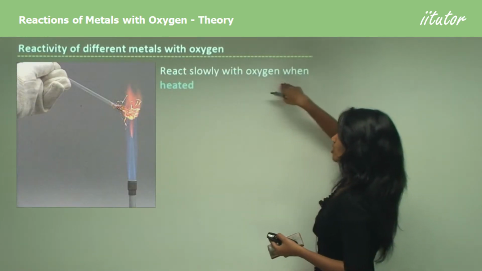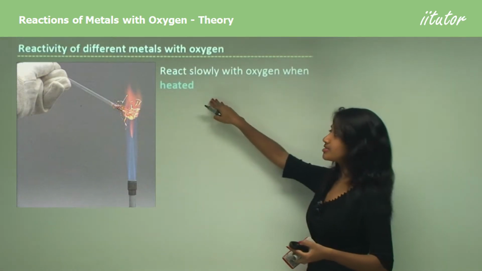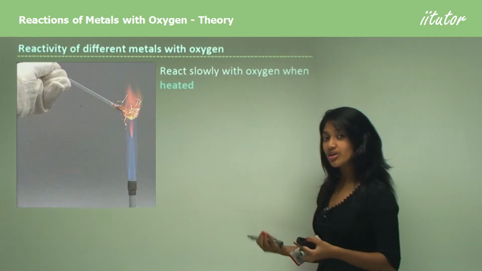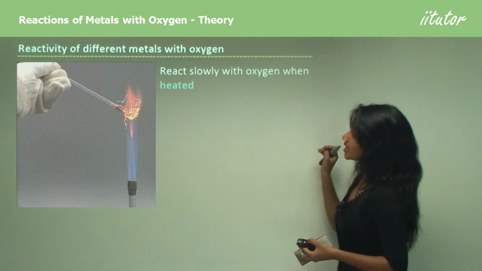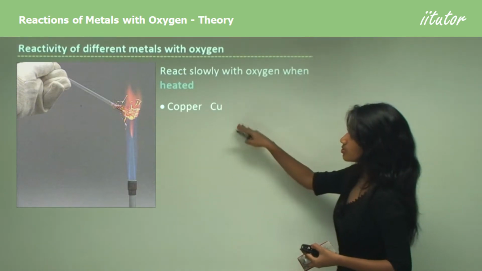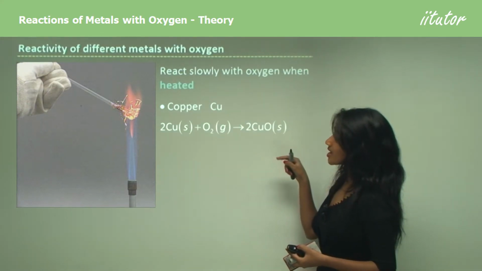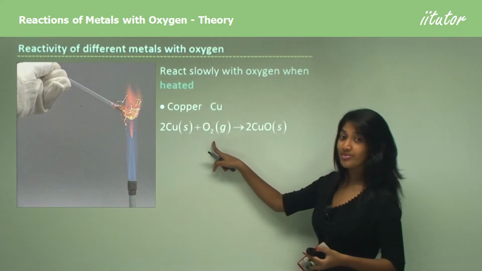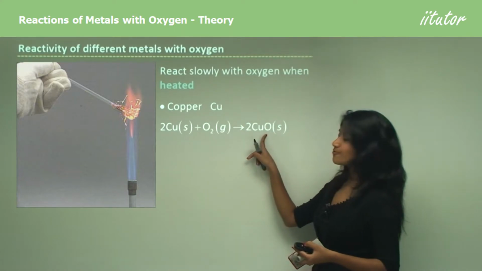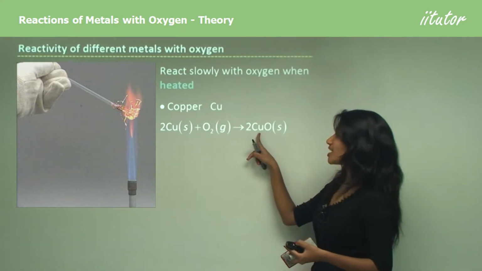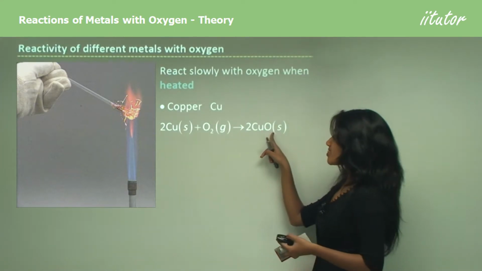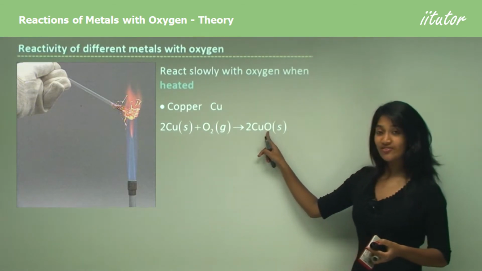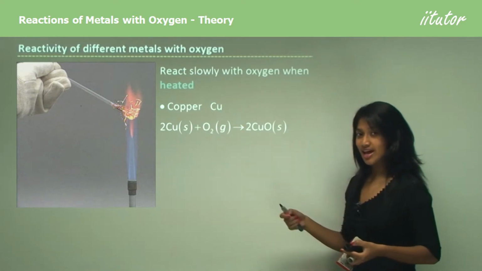Some metals react slowly with oxygen when heated. So it needs some triggering or a provocation to be reacted. So these ones are copper, and copper here is undergoing combustion. So you can see copper reacting with oxygen to form copper oxide. Now copper has a valency of 2. That's why there's no valencies here. So because oxygen has a valency of 2, they cross out.